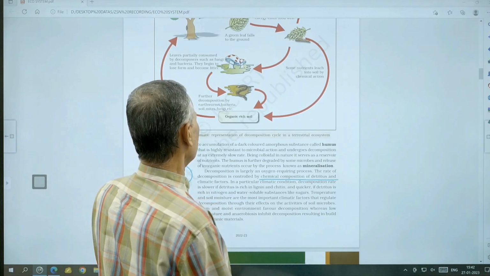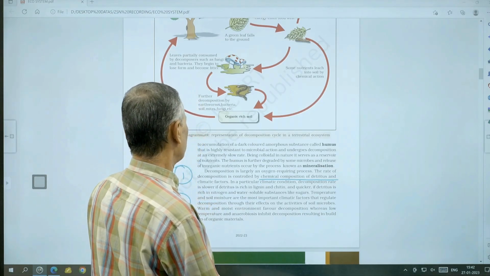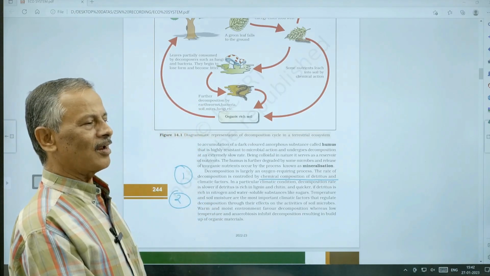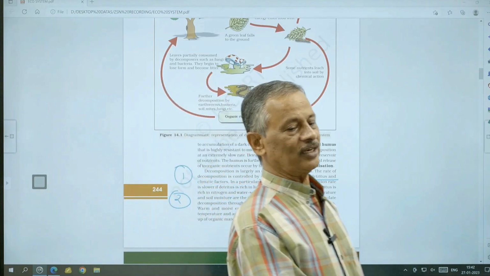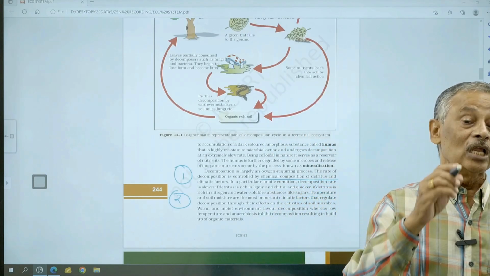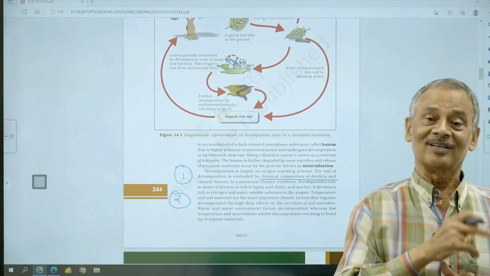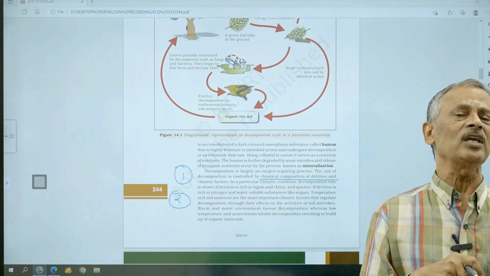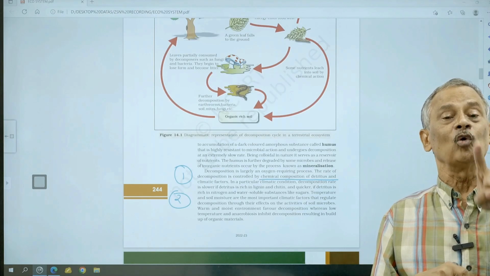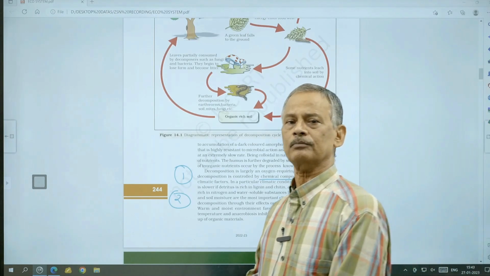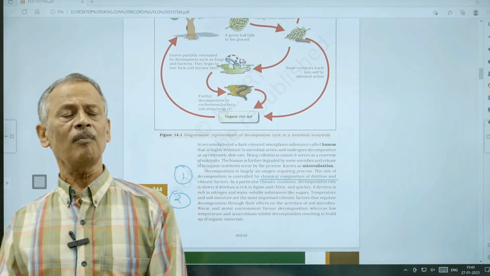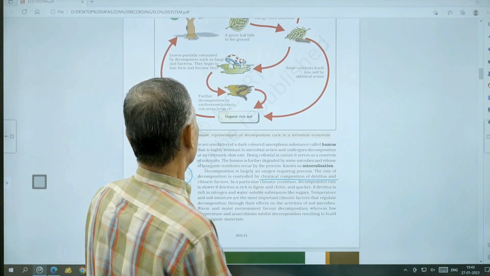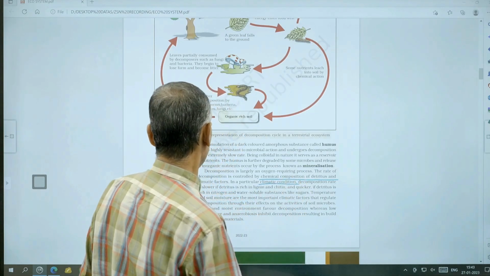Why is the climate important? Climate is not directly controlling the rate of decomposition, but it is controlling the growth of decomposers. Decomposition is brought about by bacteria and fungi, and for the growth of the bacteria and fungi, we need warm and humid conditions. So if the conditions are warm and humid, the rate of decomposition will be very high. So number 2 is climatic condition.